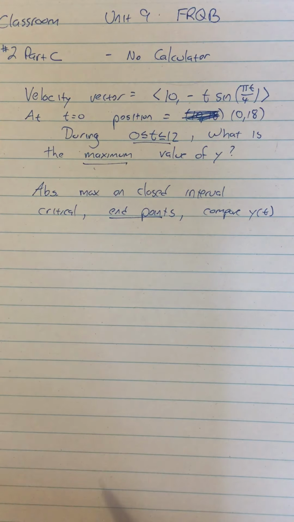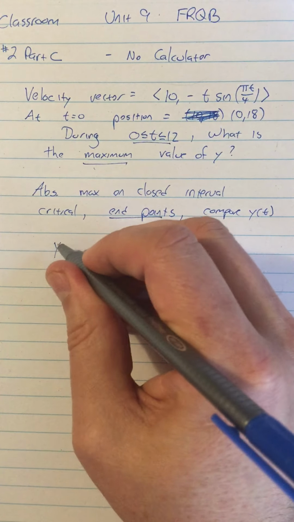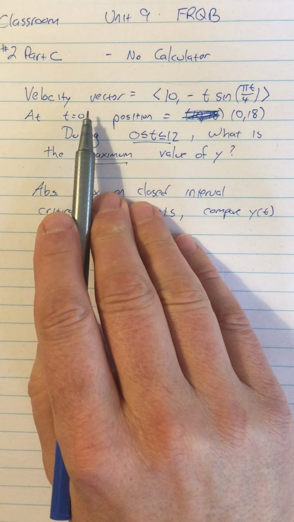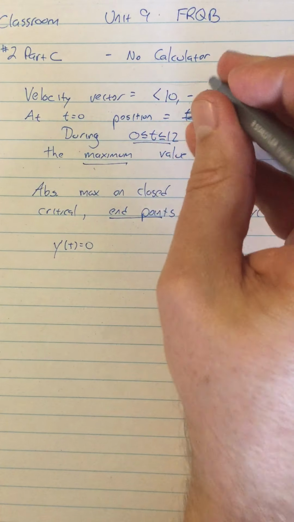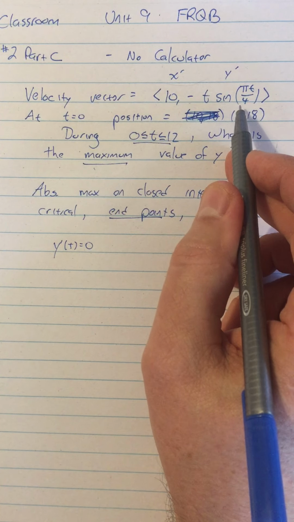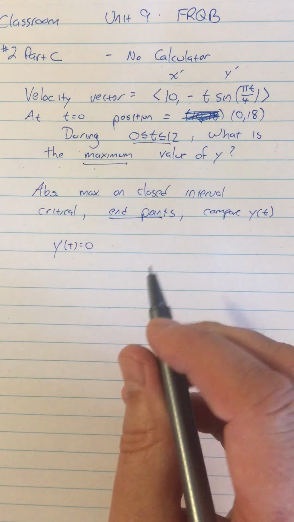We start by finding the critical points. So we start by solving y prime of t equals 0. An important thing to understand is, since they gave you a velocity vector, this is y prime right here. So this is x prime, this is y prime. So we don't have to do a derivative or an integral of that. They've already given you y prime.